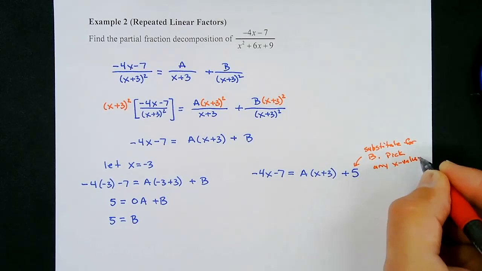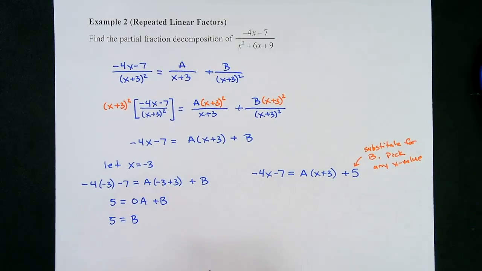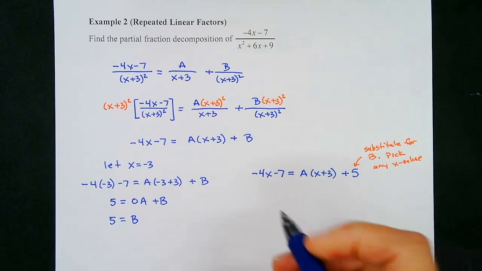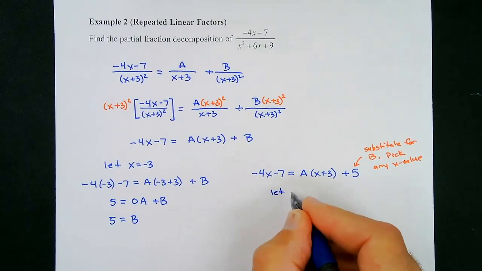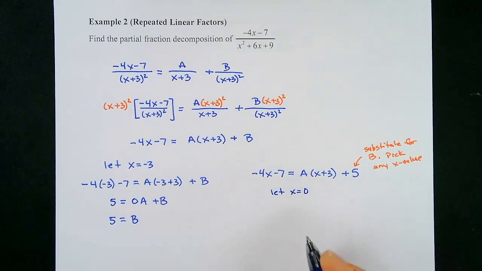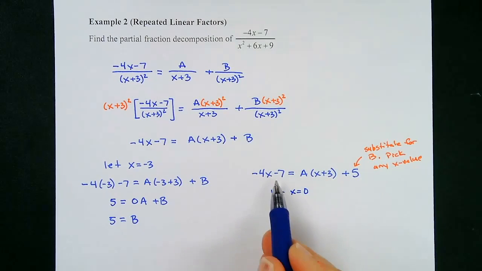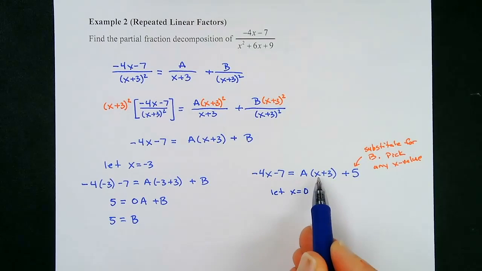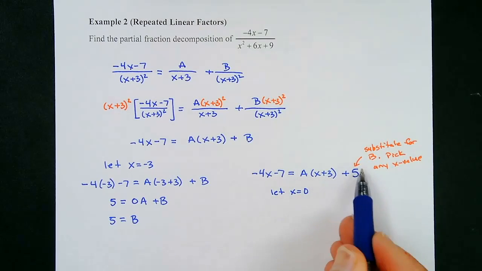Other than the one you picked over here, x equals -3, okay? So let's just pick something really simple. Let's pick x equals 0, because that's easy to work with, okay? So when x is 0, we have -4 times 0 minus 7 is equal to a times 0 plus 3, and we have this plus 5 out here.